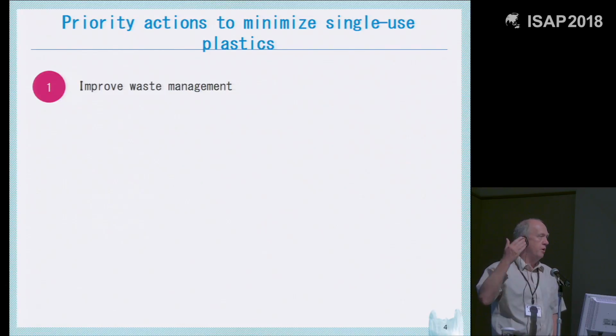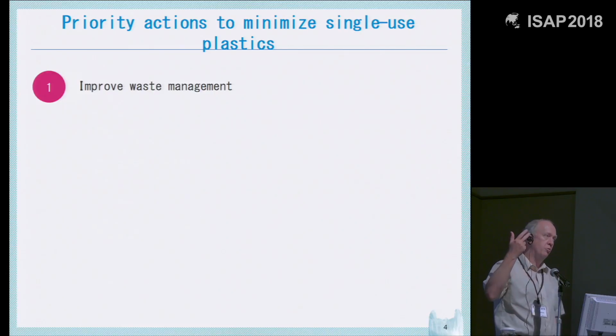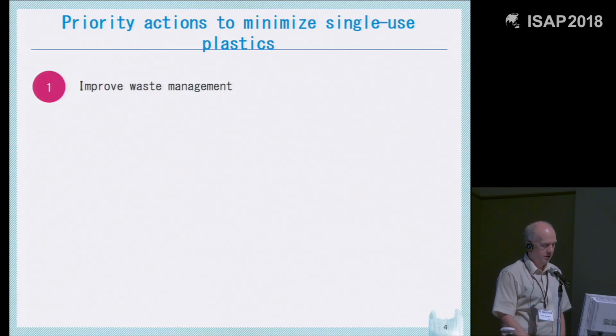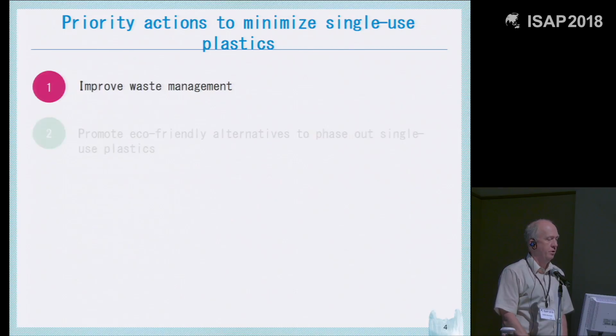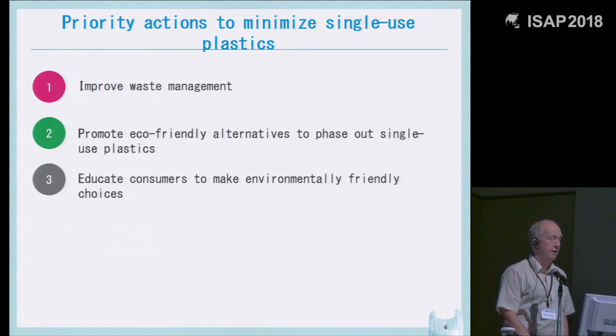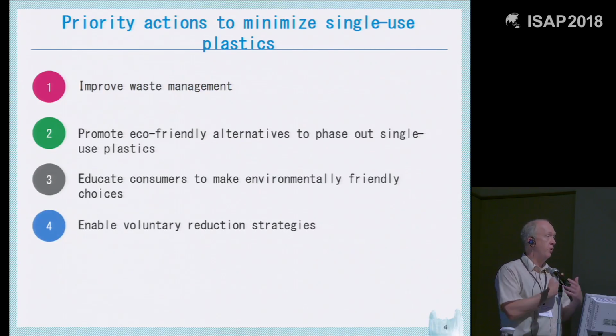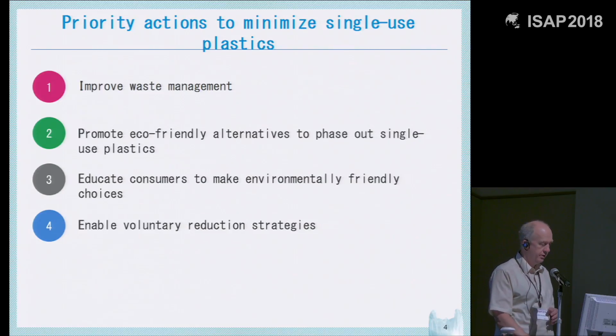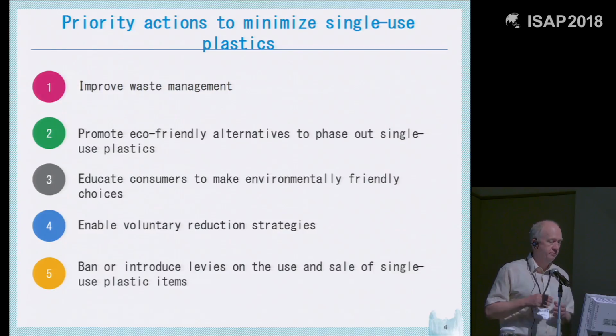The report goes through a number of policy suggestions, and of course the primary one is to improve waste management for plastic waste. Also, we talk about promoting alternatives to plastic as a way to phase out single-use plastics, and educating consumers, because no matter what you have available, if consumers don't choose it, it's not going to be useful. Enabling voluntary reduction schemes and strategies, and of course, bans and levies. Bans and levies was really the driver of this report, having a look at plastic bans, many of which had come into place last year, and how effective they are.